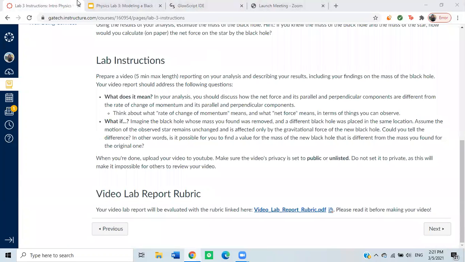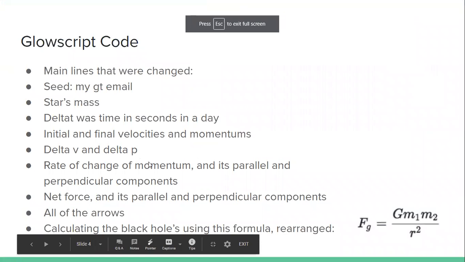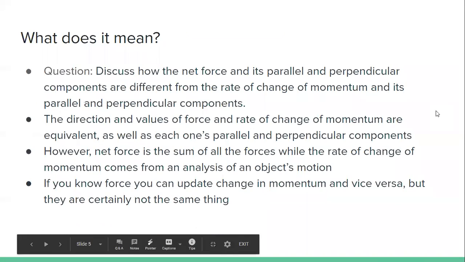So if we go back to our presentation, we can see these are all of the values that I had to change in my code. And then again, to calculate the mass of the black hole, we used this formula right here, solving for M2 since we knew all of the other quantities.